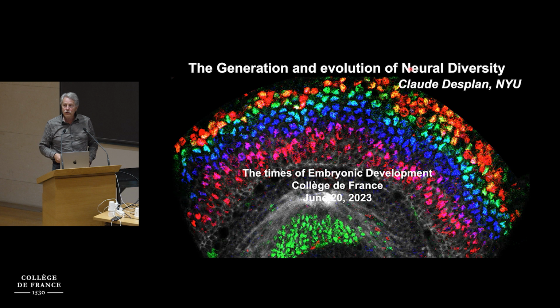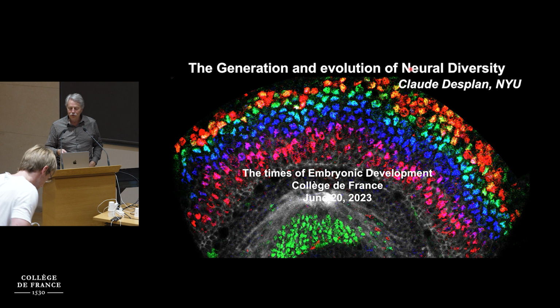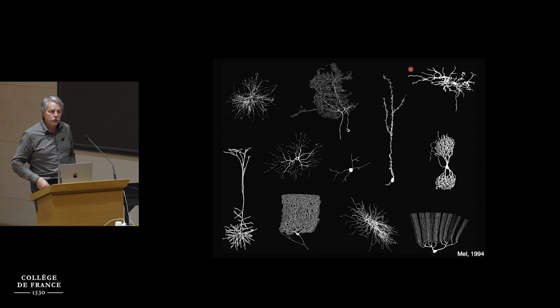So I'm going to try to relate what we do in my lab with the notion of times in development, and actually even borrow the slide from Thomas, to try to explain what we mean by that. We work on neural diversity, trying to understand how the many neurons that compose our brain are being formed.